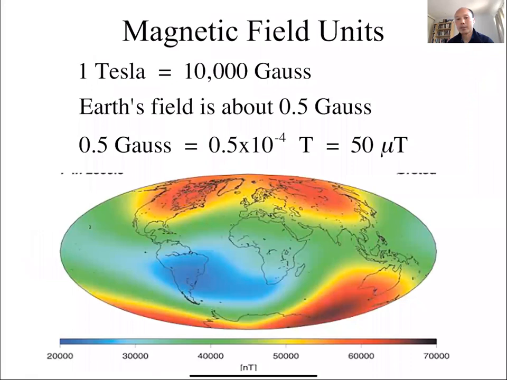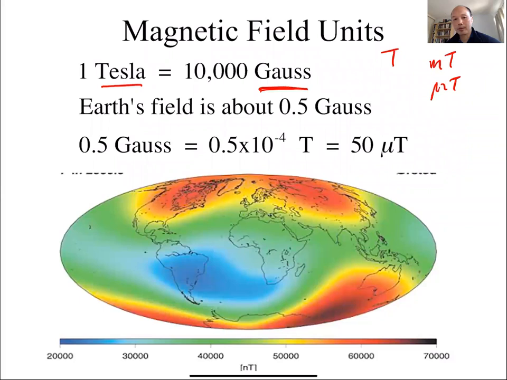Let's talk a little bit about field units. We typically talk about the main field in units of Tesla, and for smaller fields we'll sometimes use Gauss. Tesla is represented with a T. You'll also see us talk about milli Tesla and micro Tesla, and then we'll also talk about Gauss. Okay, so just to give you a sense of the fields we're dealing with, one Tesla equals 10,000 Gauss.